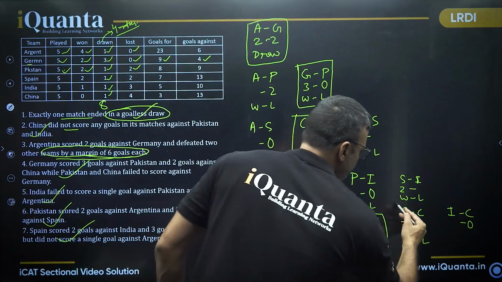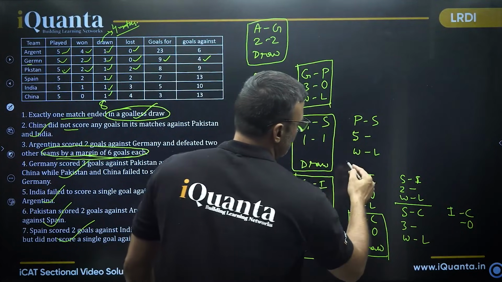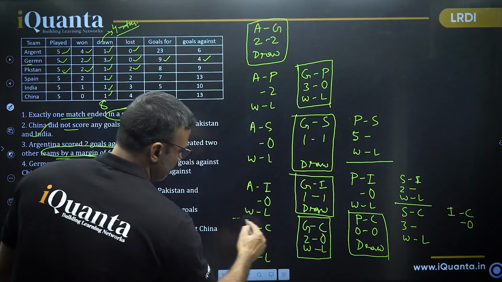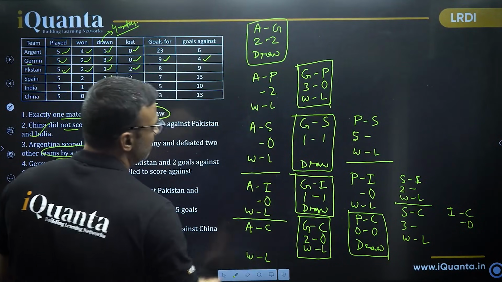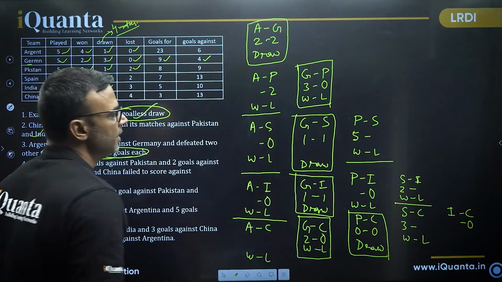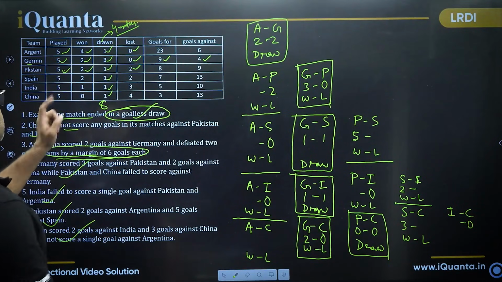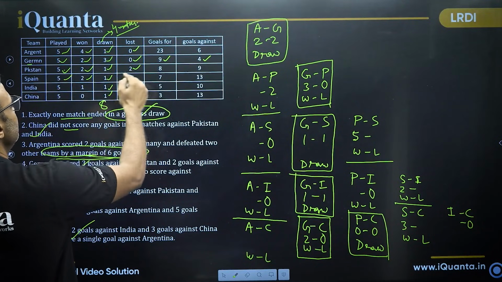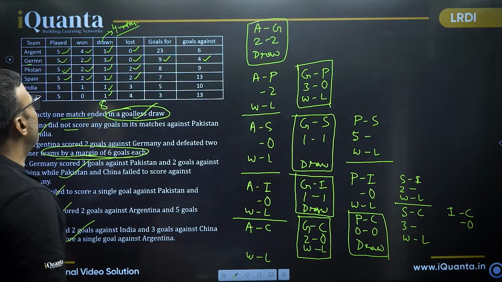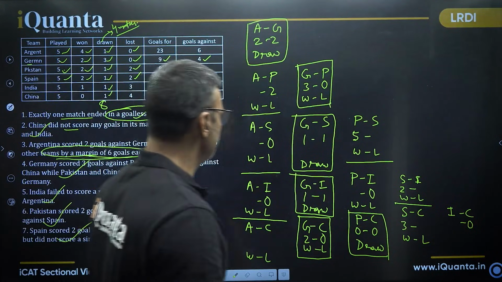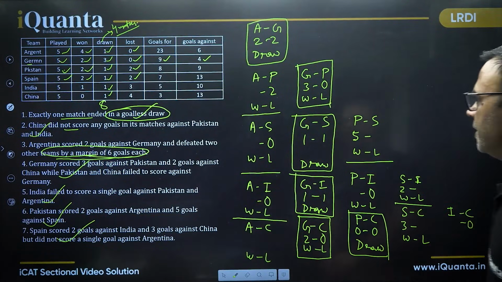I just draw the line so that you can see on your screen clearly that these are different matches. This is a different match. I close the box once I have decided everything for that match. So slowly, humbly, just keep going ahead. Then Spain, we have already done. India, 1 win, 1 draw, 3 losses.